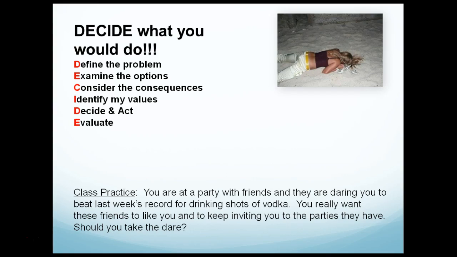We'll probably have some time to talk about this in class, but let's say you are at a party with a friend and they are daring you to beat last week's record for drinking shots of vodka. You really want these friends to like you and they keep inviting you to parties. What should you do? Should you take the dare? Just mull that over and put that into the decision-making process.